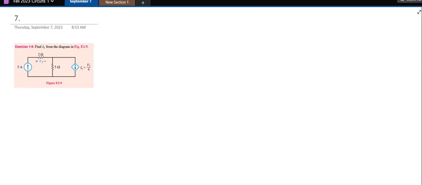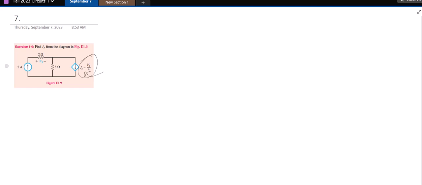I realized as I was uploading the videos that I forgot to do this problem in the sessions, so I'm going to do it for you here. We're supposed to find Ix from the diagram. So Ix is the current in the current source over here, and it is a dependent current source.